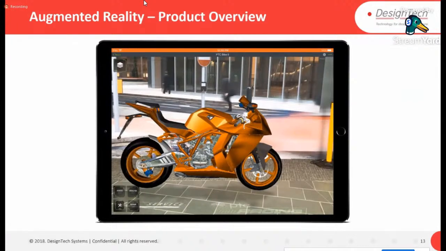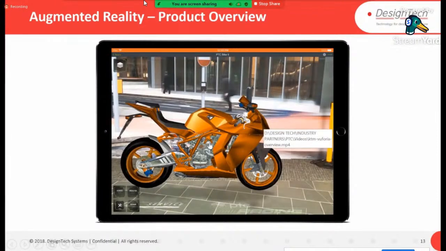Now, this is a KTM bike. Most of us have seen these bikes on the cities wherever we come from. This is just to give you an idea. And again, the tool and technology which is being used over here is just for reference. It's just for you to understand how tools and technologies can be used.